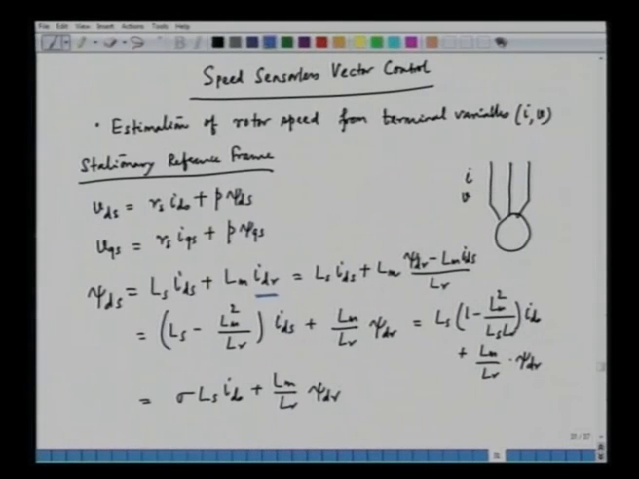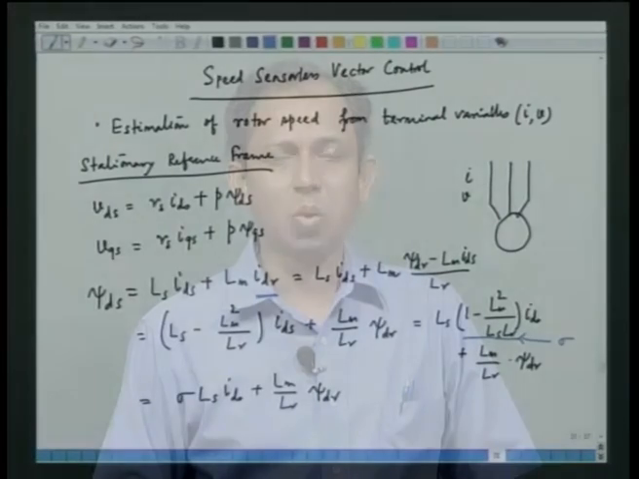This quantity is called the leakage factor. This is called the leakage factor because this is actually an index or a measure of the leakage inductance of the machine. If the leakage inductance is 0 or the coupling is tight between the stator and the rotor, the leakage factor will be 0, which is of course hypothetical. There is always some leakage inductance. The sigma is a small value, it is called the leakage factor.